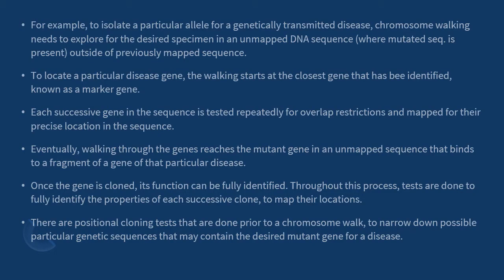For example, we are going to isolate a particular allele for a genetically transmitted disease. The particular gene or allele is not sequenced and not mapped. Consider that there is a mutated sequence here. We don't know where the mutation is or which type of mutation it is, so we call that allele an unmapped DNA sequence. This mutated sequence is causing some changes, and now you want to study it.